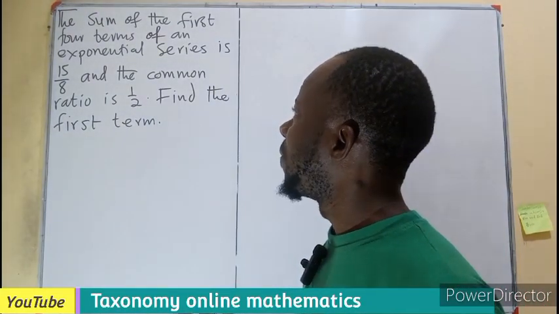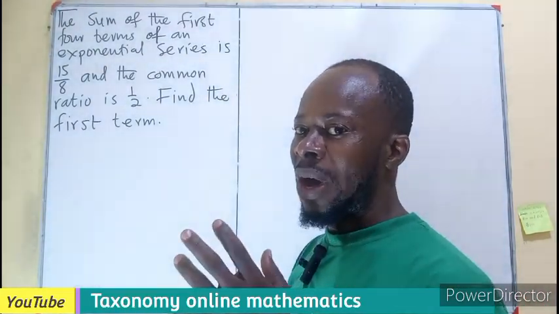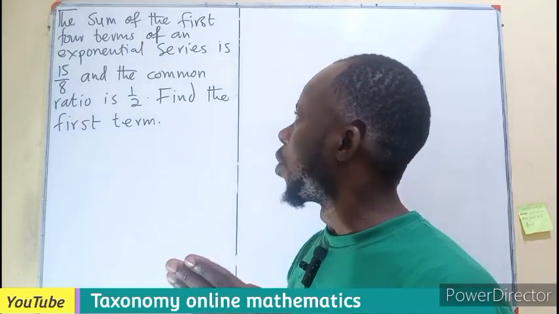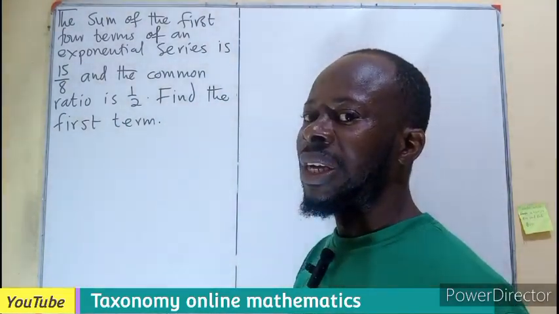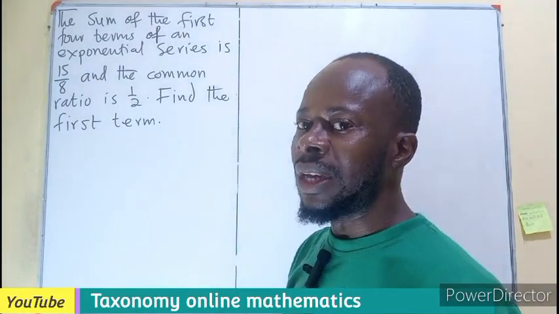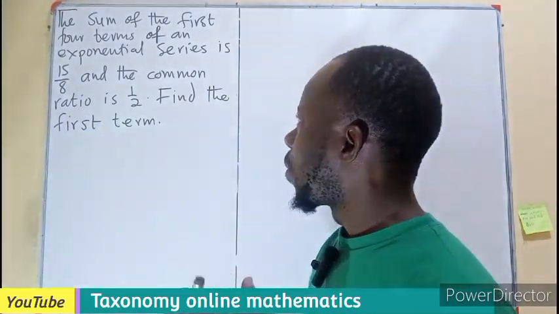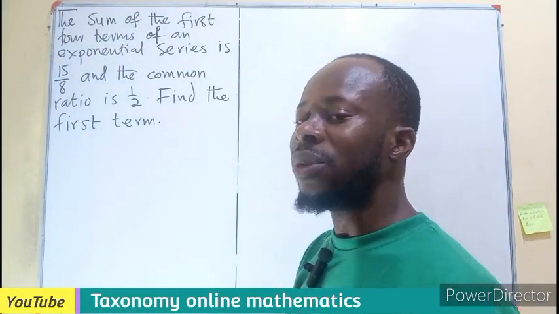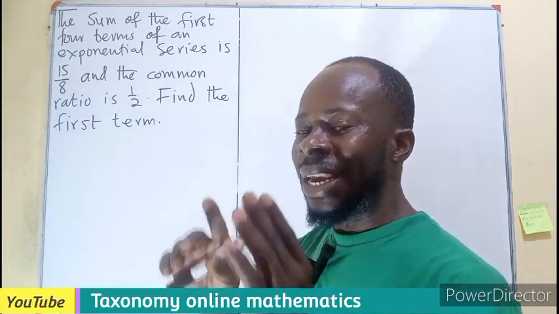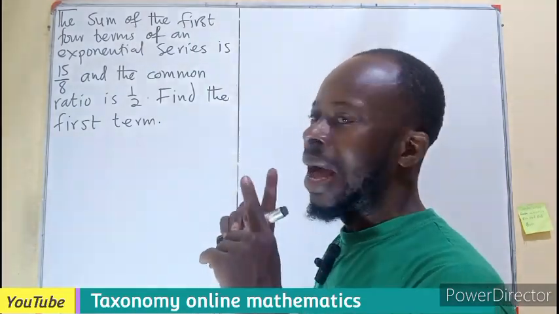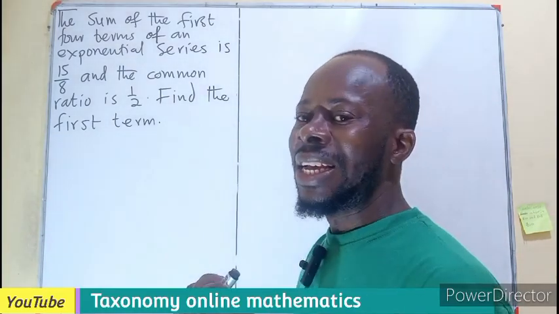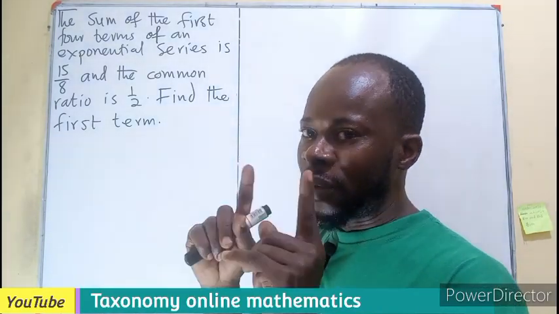Let's provide an answer to this question under sequence and series, the GP. The sum of the first four terms of a geometric series is given as 15 on 8, and the common ratio is half. We have to find the first term.